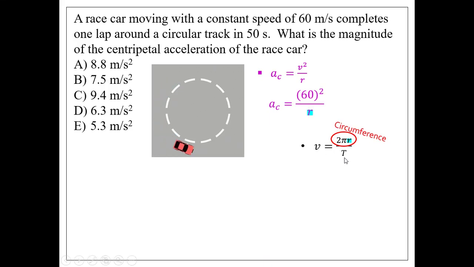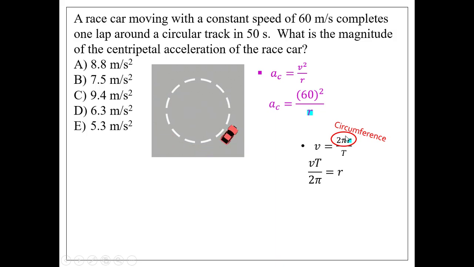Divided by t. Well, t here is capital T because it's the time for one lap, right? The problem specifically states that 50 seconds is just for one lap. You can keep it as lowercase t if you want, but I'm just going to use the capital T here because capital T represents the time for one cycle to occur. So here, I'm going to solve for r by multiplying both sides by T, at the same time dividing both sides by 2 pi. So essentially, I'm just going to move the T from the bottom right to the top left.